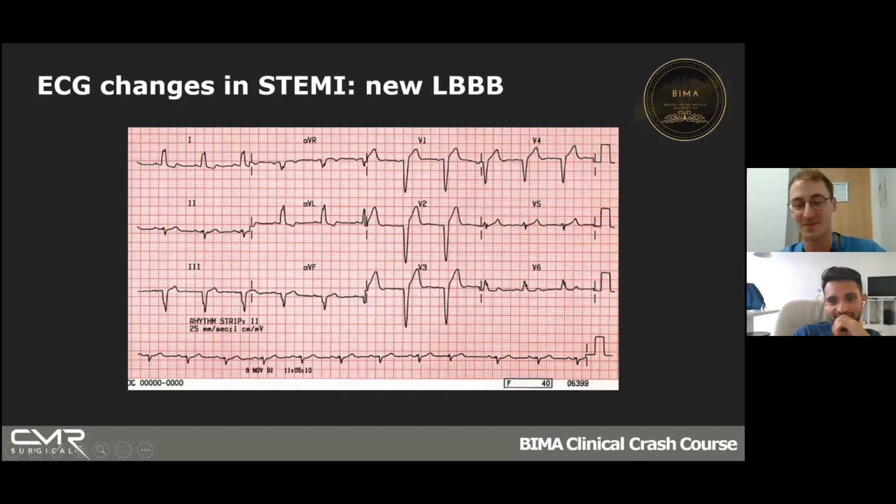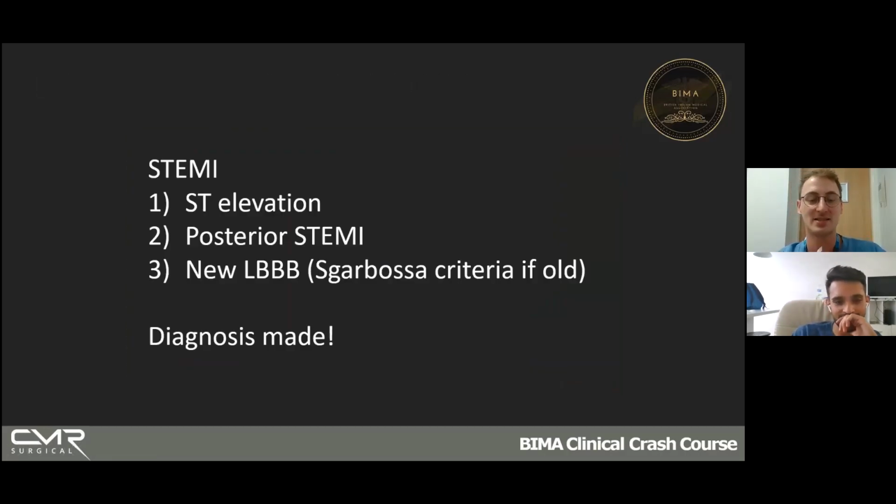Lovely. So that is a STEMI on an ECG. Nice and simple. Number 1, ST elevation, which is what 99% of your cases are going to be. Number 2, posterior STEMI, and number 3, left bundle branch block using your Sgarbossa criteria. And then you've got your diagnosis. You've got the ECG, it's got a STEMI, you don't need any more blood tests, you can just get on with treating. So what about unstable angina and NSTEMIs?